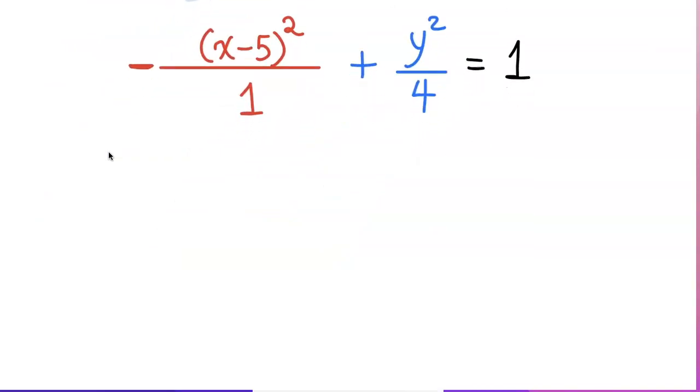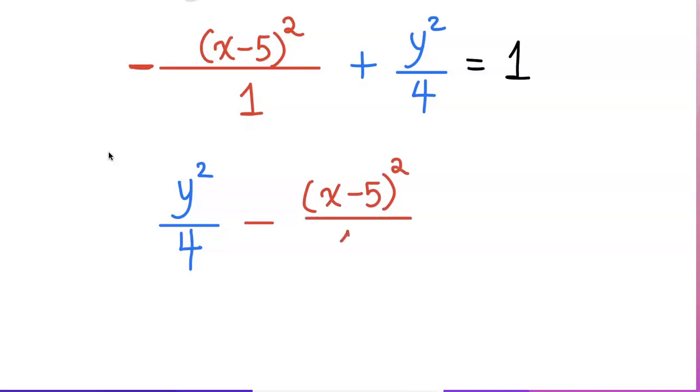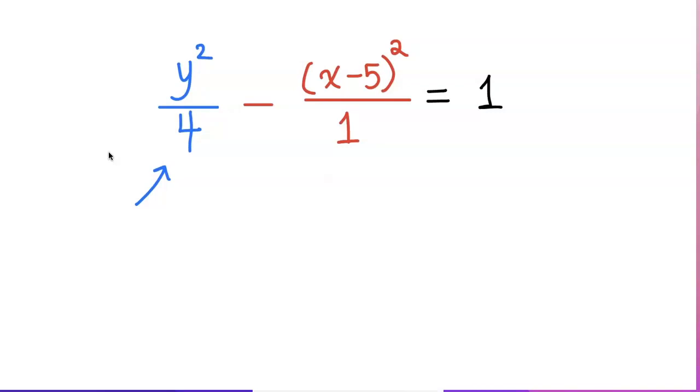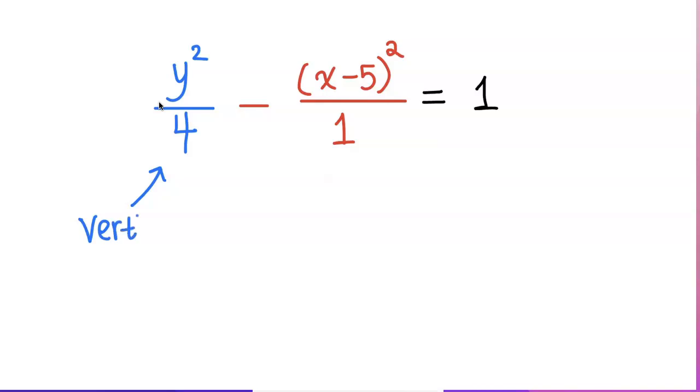For hyperbolas, we do want to write it as a fraction minus another fraction. So look, I am going to switch the order of the blue and the red fraction. Write the blue fraction first, because that's the positive one: y squared over 4, and write the red fraction, which will be minus x minus 5 squared over 1. So I switched the order so that it looks like the standard form of a hyperbola. Because the y fraction comes first, or is positive, we're looking at a vertical hyperbola. It's going to open up or down.